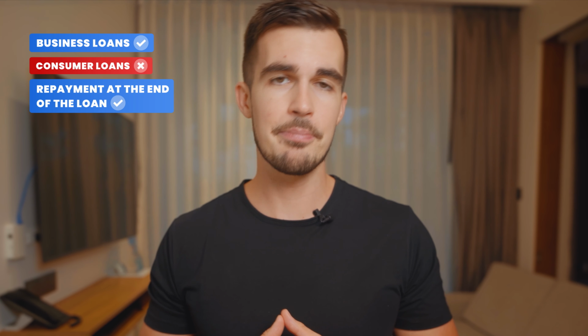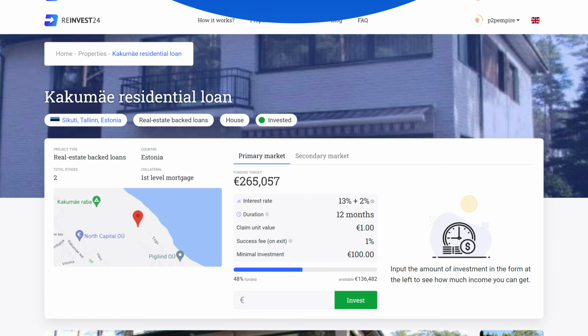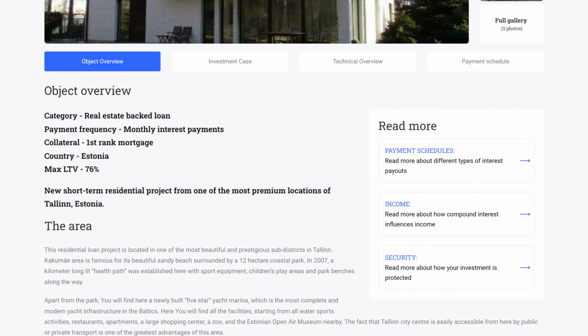Most of the more prominent crowdlending platforms are funding bullet or full bullet loans, meaning the loan principal will be repaid at the end of the loan term, so the risk of default is not decreasing during the loan period. This is not the case with consumer loans, where the loan principal and interest are repaid in equal installments. When investing on crowdlending platforms, you usually get the loan back at the end of the loan term. Sometimes the platform pays monthly interest, but this is something you need to look up in the loan description.